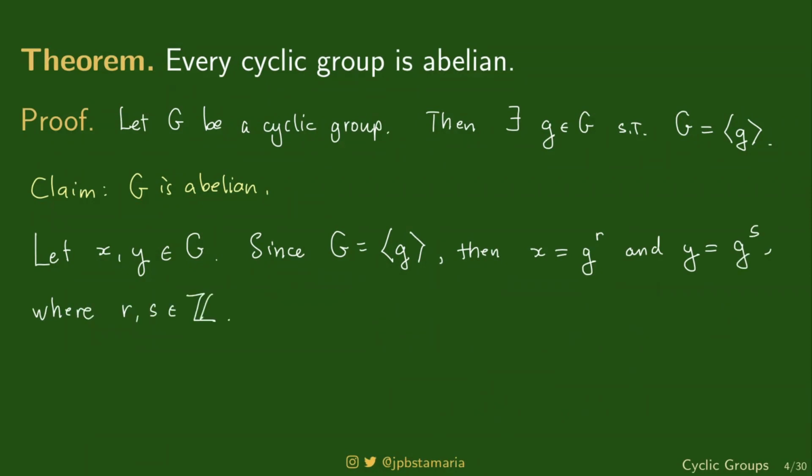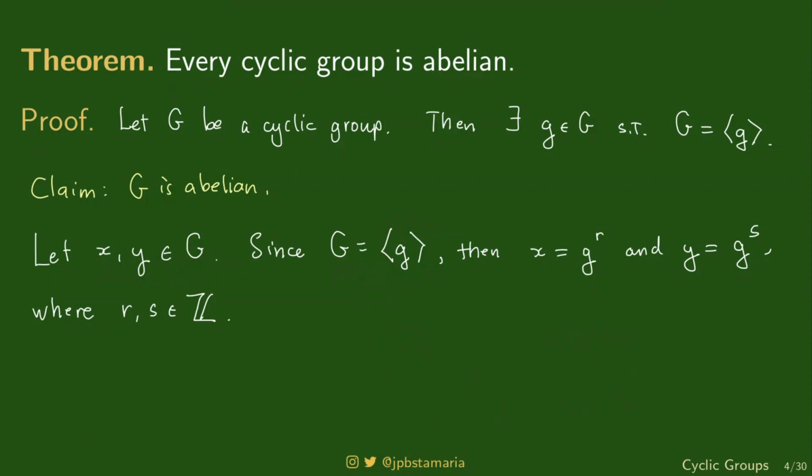Naintindihan ninyo bakit ito nangyari? Kasi nga, sa x and y, elements ng G. Eh si G pala, gina-generate lang ng little g. So in short, si x and y are just integer powers of g. So let's say, sabihin na lang natin si x ay g to the r, si y ay g to the s. Kung saan si r at si s, mga integers.